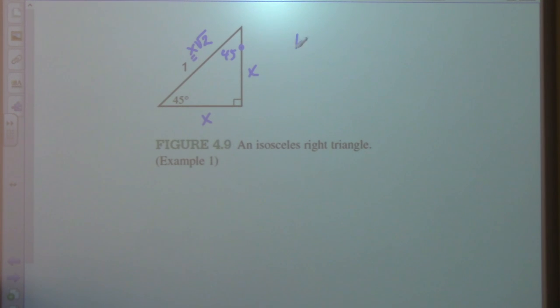So if we say 1 is equal to x square root of 2, then x is going to be equal to 1 over square root of 2. And then we can rationalize this by multiplying by square root of 2 over square root of 2. So we're going to get for this one square root of 2 over 2.